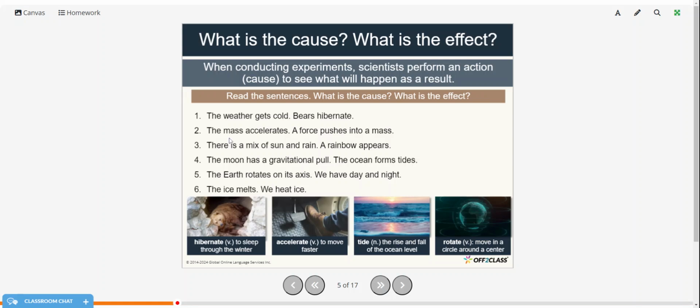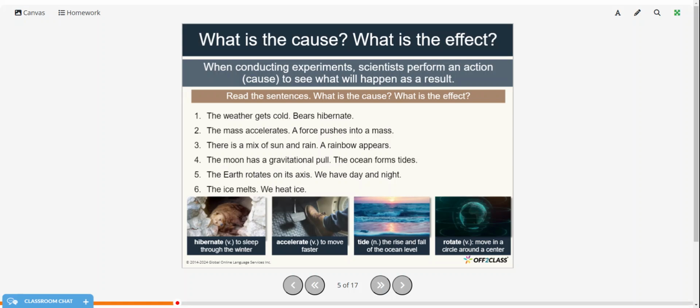The mass accelerates and a force pushes into the mass. So, the mass accelerating would be the effect, and the force pushing into the mass would be the cause. There is a mix of sun and rain, and a rainbow appears. So the mix of sun and rain is the cause, and the rainbow is the effect.